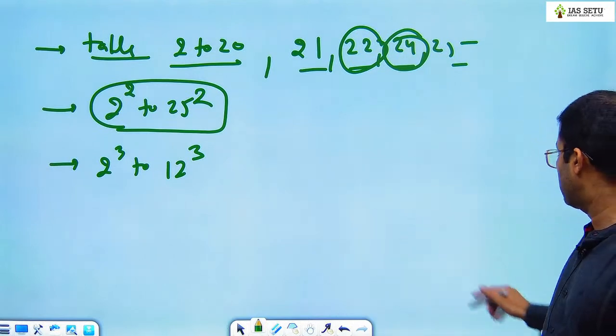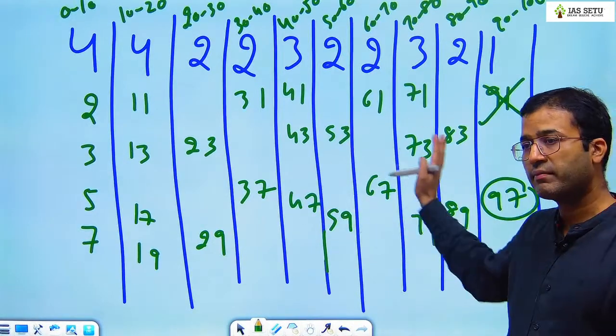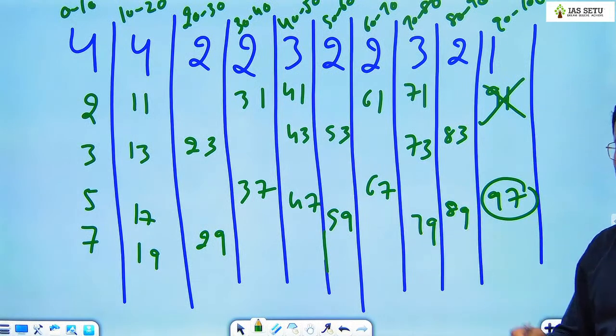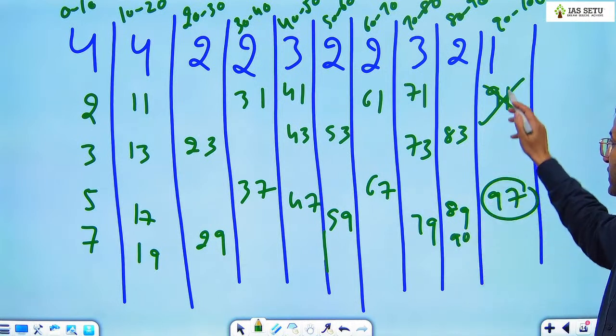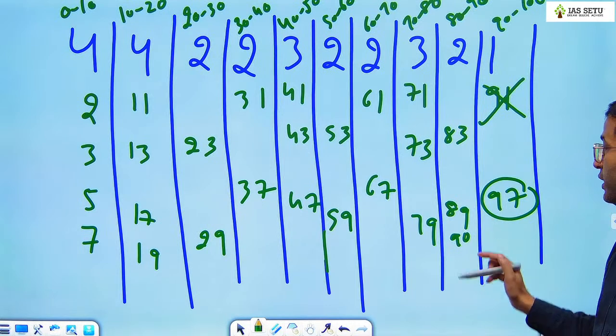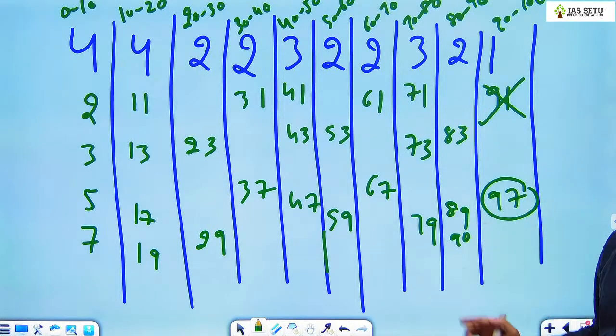Now next, come to the topic. Prime number. I ask a question. 7 consecutive 2-digit numbers which are composite. So here, 90 to 96, all are composite. There is no prime number. After 89, the next prime number is 97.